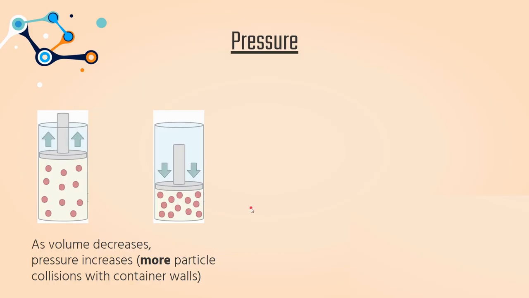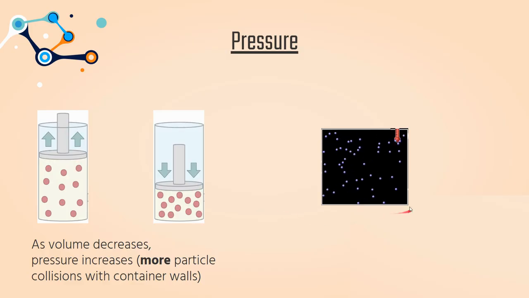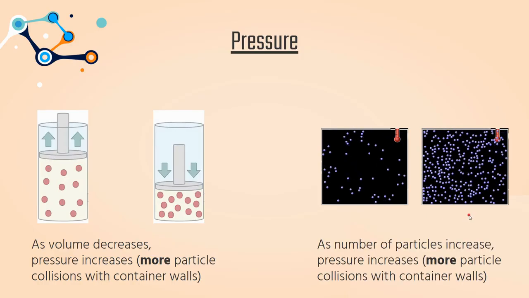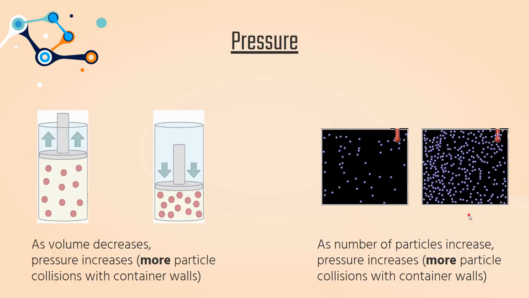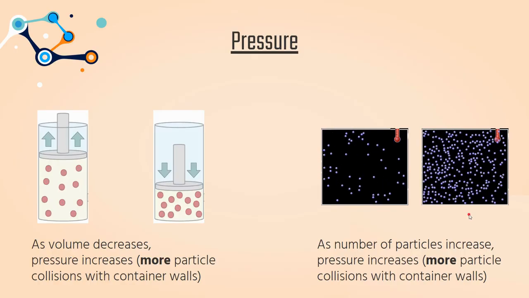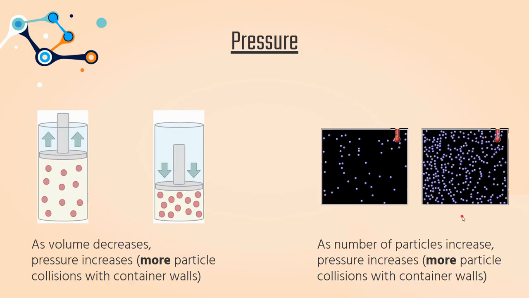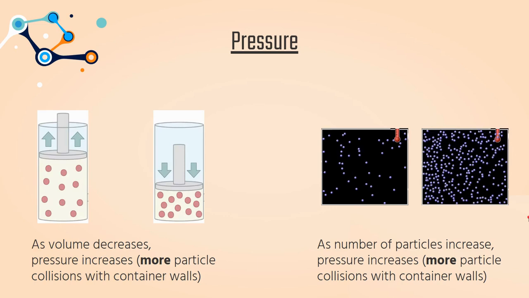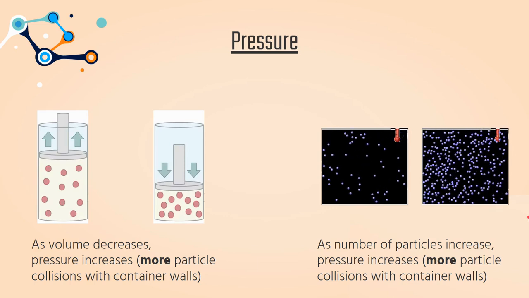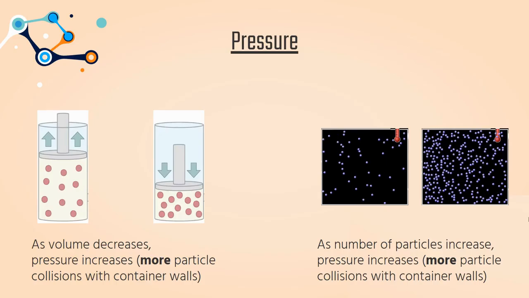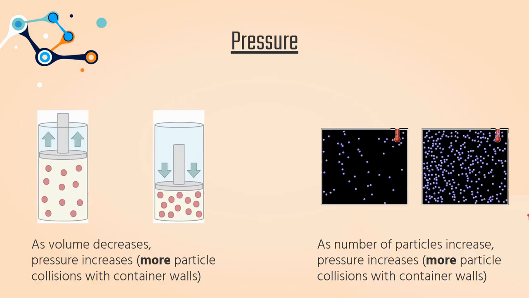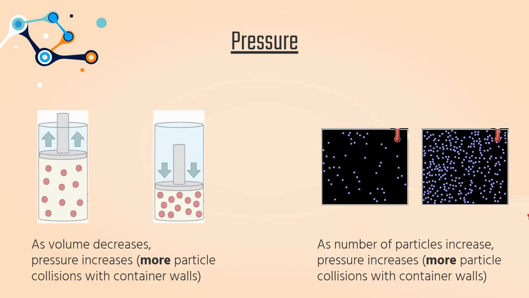Similarly, with the number of particles, if we have a situation with a small amount of particles and a situation with a large amount of particles, as the number of particles increases, the pressure will increase as well for the same reason. There will be more particle collisions with the container walls. And that's basically what pressure is, or how we can model pressure. If there are more particles hitting the walls, the pressure will go higher. And if there are fewer, the pressure will go lower. So let's talk about that with relation to temperature.